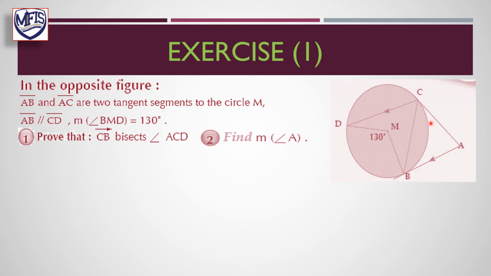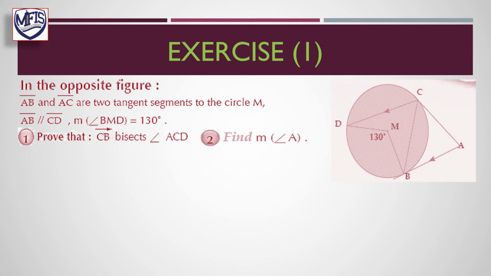Now, what about the measure of angle A? It's very easy. In this triangle ABC, I have two base angles, each of them equals 65. So the value of angle A equals 50 degrees.